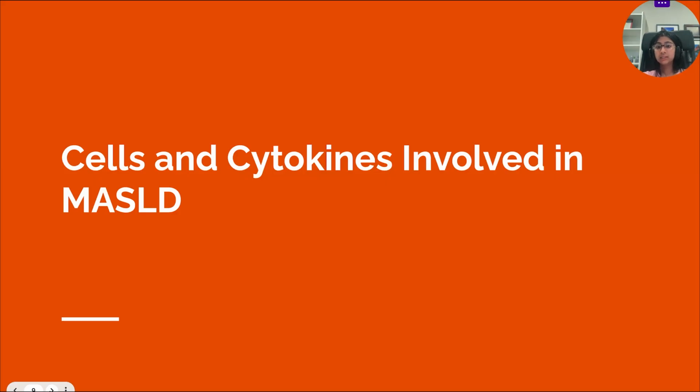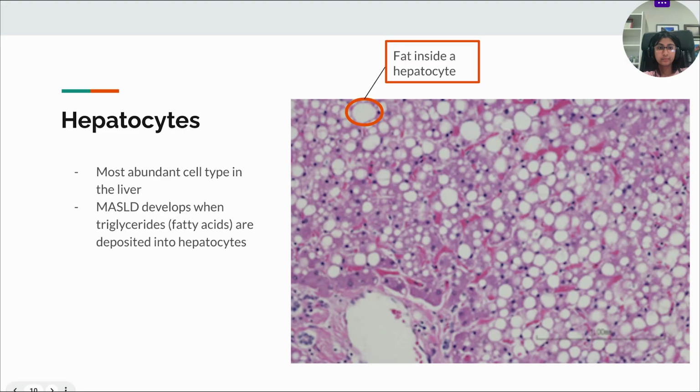Now, here are some cells and cytokines involved in MASLD. First of all, we have hepatocytes. Hepatocytes are the most abundant cell type in the liver. MASLD develops when triglycerides or fatty acids are deposited into hepatocytes. This figure on the right shows some histology of the liver.